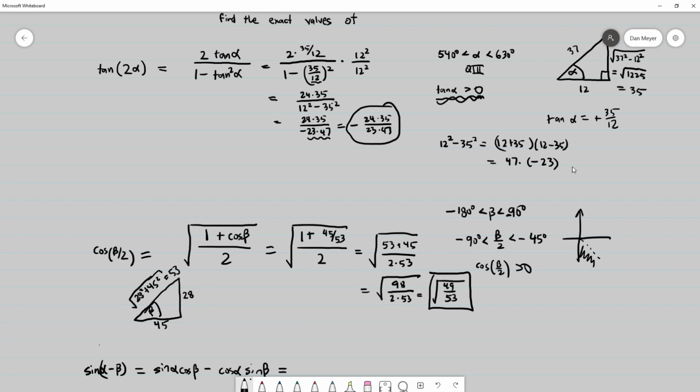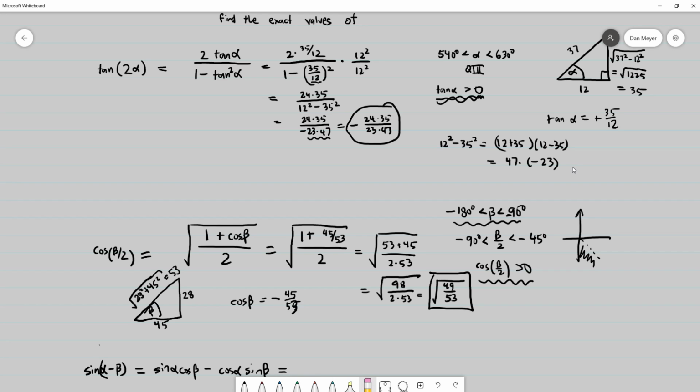And I don't know that I wasn't careful in the last problem. Hold on just a second. Oh, sorry. I wasn't careful, but it didn't work out. Cosine of beta over 2 was supposed to be positive, but cosine of beta was supposed to be negative. Oh, man, I screwed up. Cosine of beta was supposed to be negative 45 over 53.